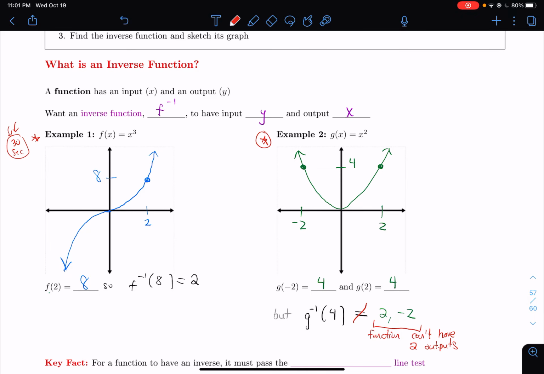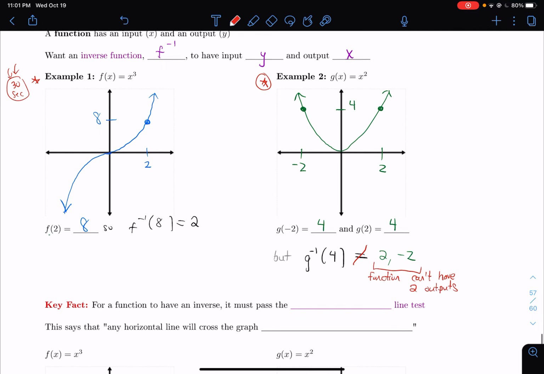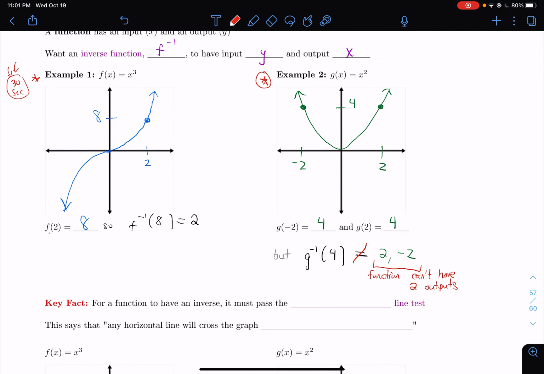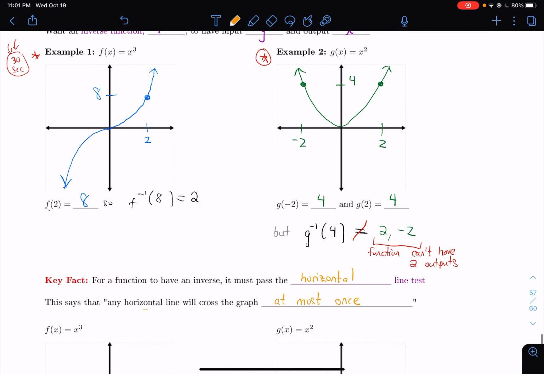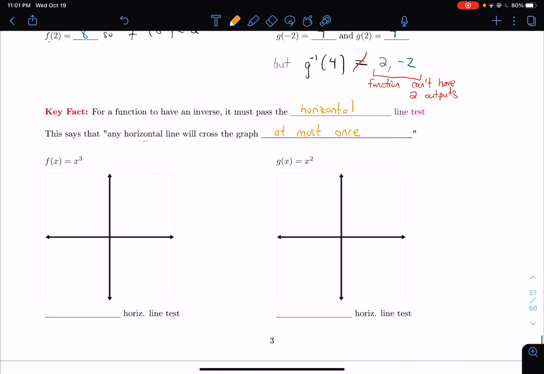Okay, so here is the key fact. For a function to have an inverse, it must pass the horizontal line test. And what that says is that any horizontal line has to cross the graph at most once. Any horizontal line has to cross the graph at most one time. So will the two functions that we just drew above, do they pass the horizontal line test or no?